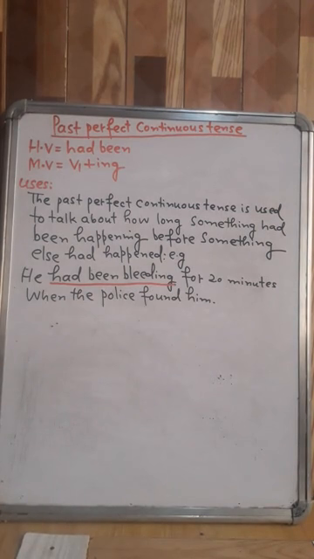Now these are some important uses of past perfect and past perfect continuous tense.